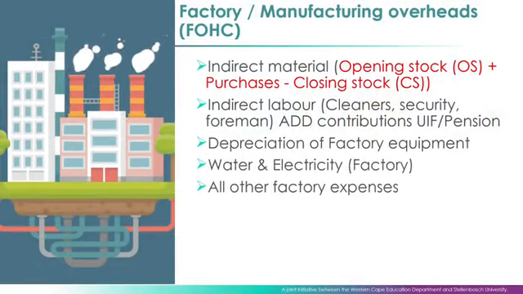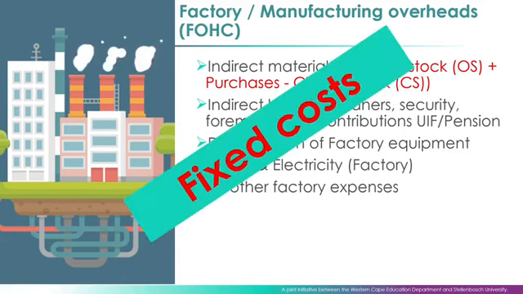The other indirect costs are depreciation of factory equipment, water and electricity of the factory, and all the other factory expenses. Okay, so your indirect material or your factory overheads, it's in the word factory. It's expenses found within the factory, and they are indirect expenses. Okay, important to have, but not something that you can see directly within the product itself. And these expenses are considered fixed costs.